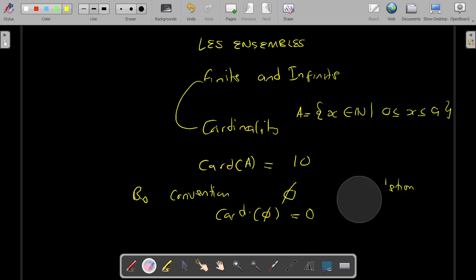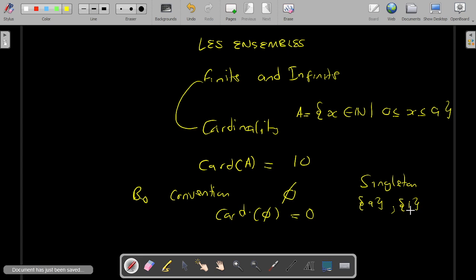Let me just write that properly. A singleton set is going to be a set with only one element. For example, the set that only has an A here, a set that only has a 1 here, maybe the set that only has one object. So the cardinality of this singleton set is going to be 1. So it's going to be the card of, for example, the set {1}. This is going to be equal to 1.